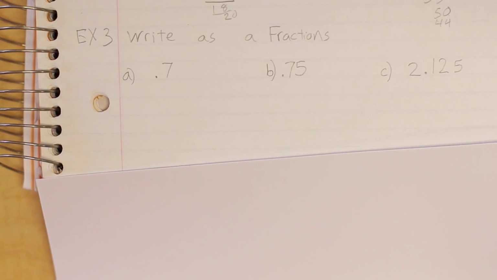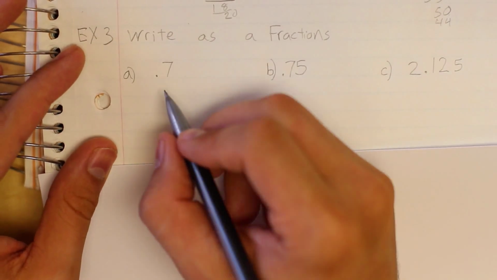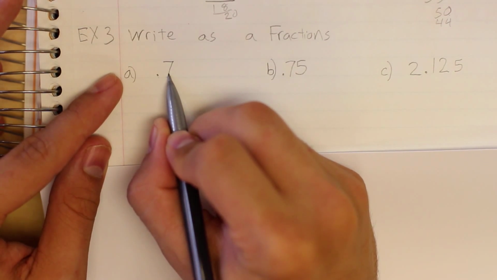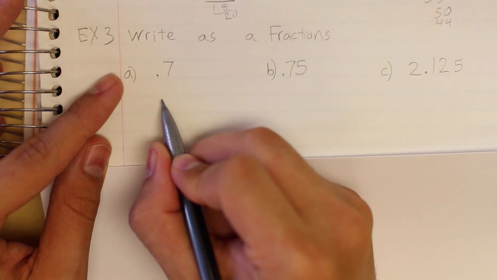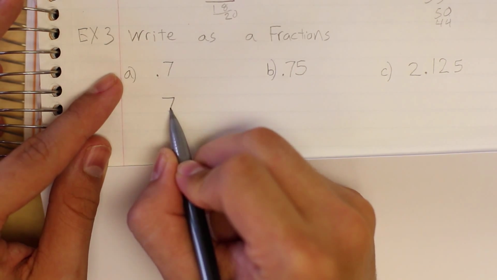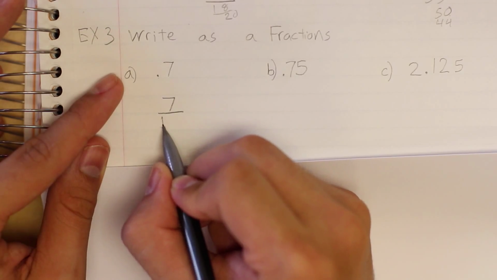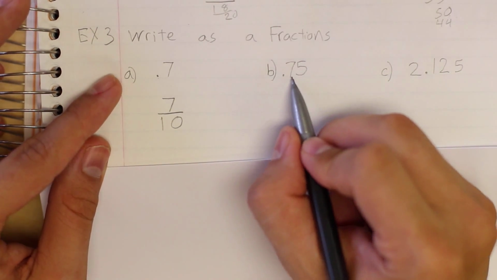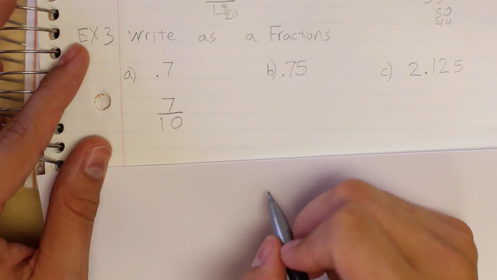We're not going to worry about repeating decimals this time around. There is a method you can use, but it is very complicated, and we're going to wait more for pre-algebra to get into that. So here's what you do with terminating decimals. You say I have one number past the decimal. So I take 7 and I put it over 10. Here I have two numbers past the decimal.